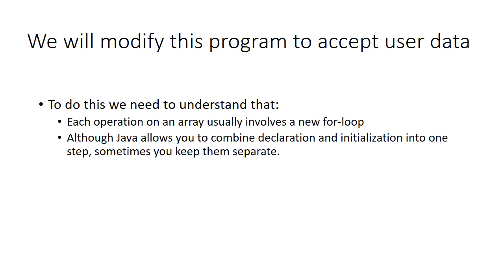To do that, we have to understand that whenever you have a new operation with an array, it usually involves a new for loop. So if you are entering data and printing data, there are usually two different for loops for that. If you're manipulating data in between, there's usually another for loop.